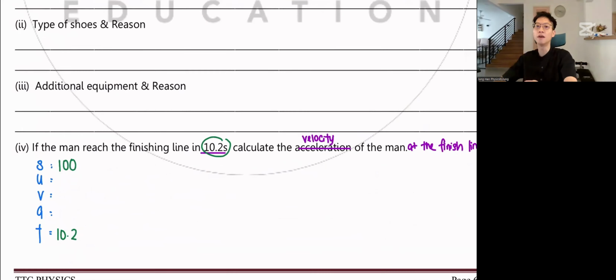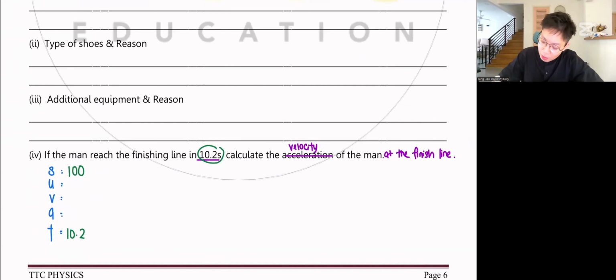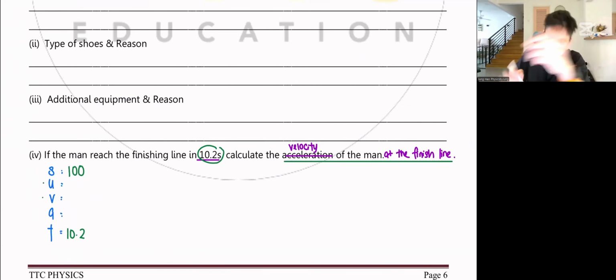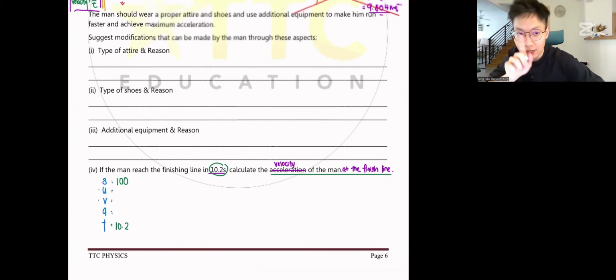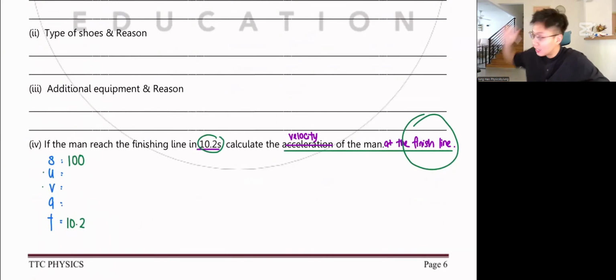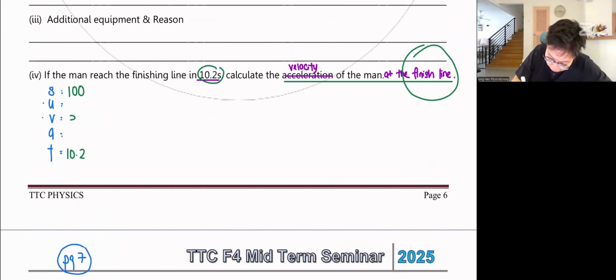Calculate the velocity of the man at the finish line. Why do I want you all to ask these questions? Because I want you to learn how to differentiate initial and final velocity. Now, guys, velocity at the finish line. Am I looking for the final velocity or the initial velocity? I'm looking for the final velocity, right, guys? Why? Because if you go to the finishing line, that means you have reached the end already. So your finish line is V.